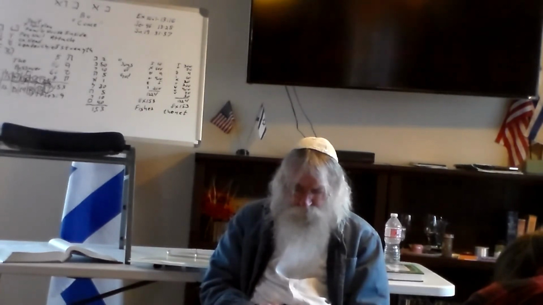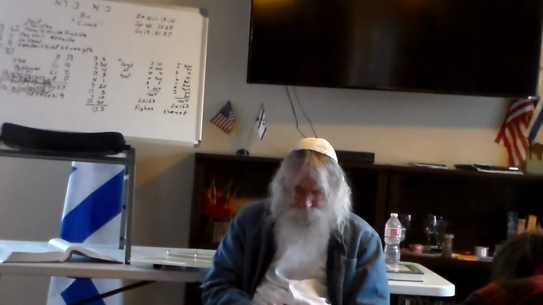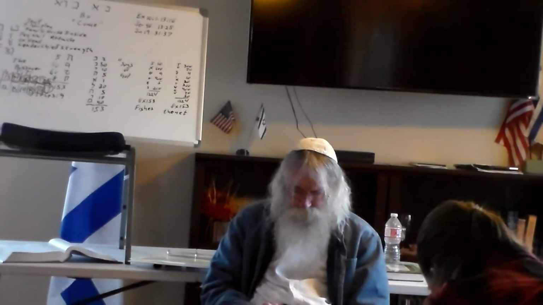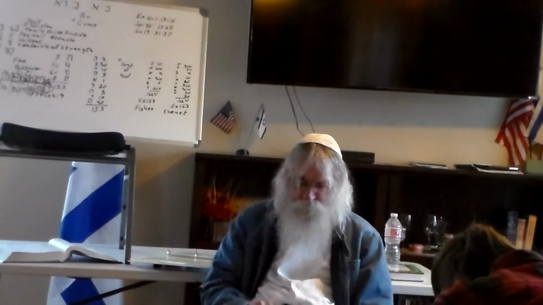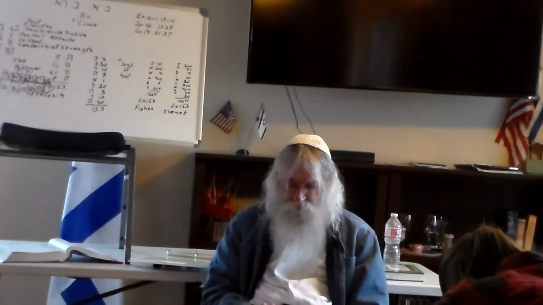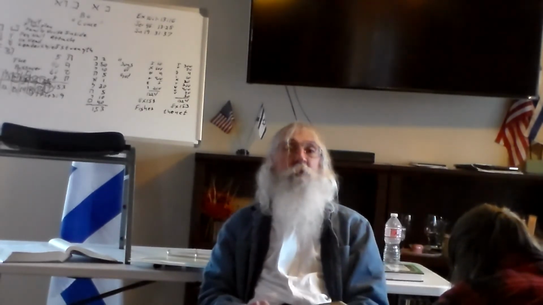I'll go back to verse 12. Micah 7, verse 12. It will be a day when they will come to you from Assyria and the cities of Egypt, from Egypt even to the Euphrates, even from sea to sea and mountain to mountain, and the earth will become desolate because of her inhabitants on account of the fruit of their deeds.